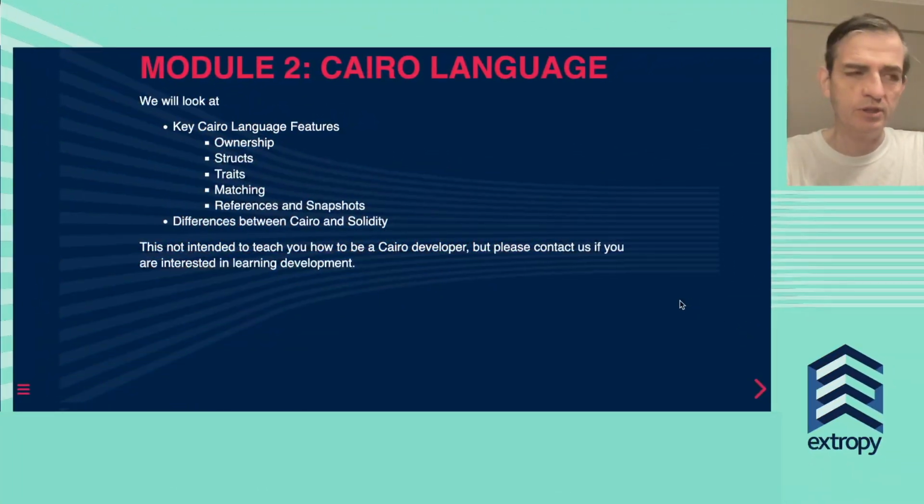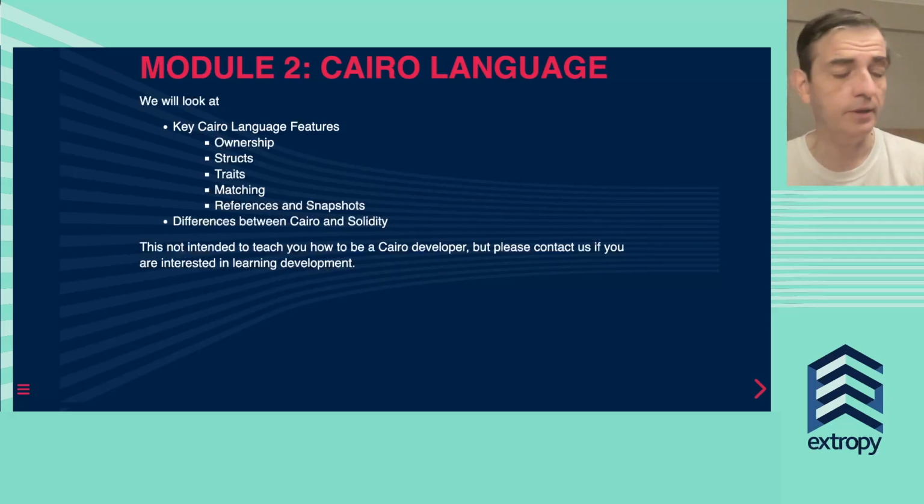In this module we're going to look at some of the key Cairo language features such as ownership, structs, etc. Also the differences between Cairo and Solidity. If you're coming to this course knowing Solidity, then it's good to know the differences that you're going to see in Cairo. But this module is not intended to teach you to be a Cairo developer. If you're interested in that, please do contact us. We can help you with that. But it's to try to show you the details of the language that you're going to need to understand when you're auditing Cairo contracts.